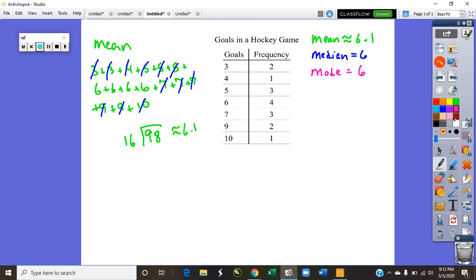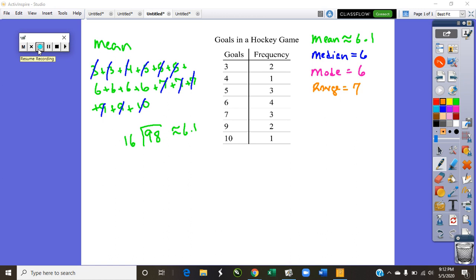Now let's find the range. And again, to find the range, take the largest and subtract the smallest. Well, the largest is 10, right? 10 goals. The smallest was 3. What's the range? 7.